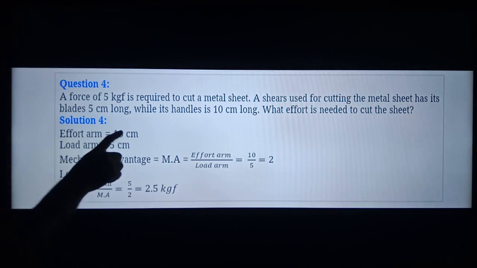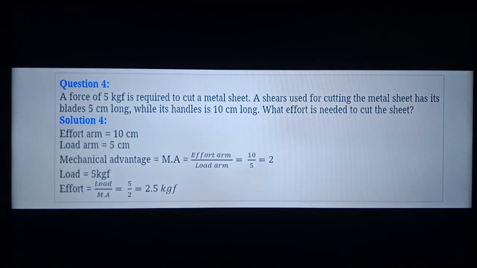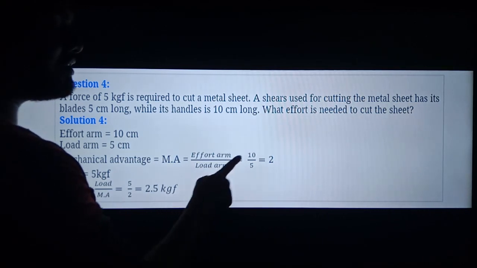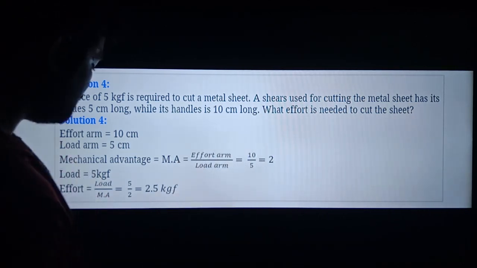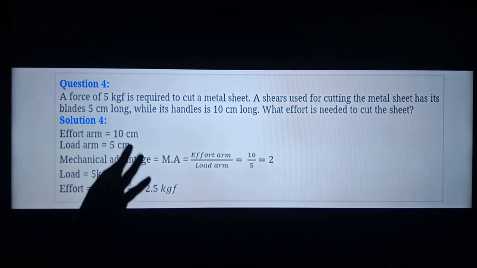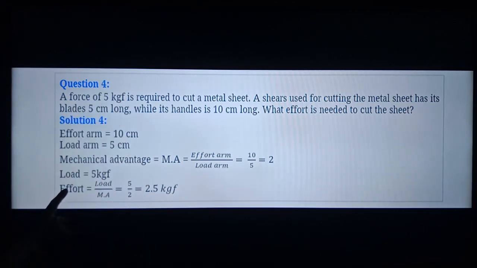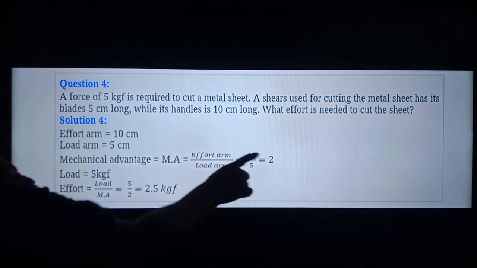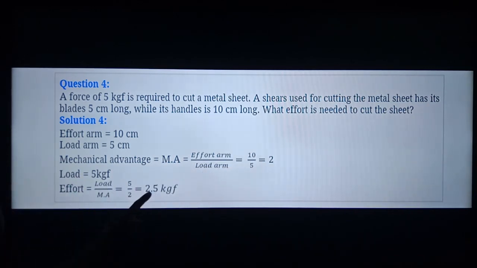See, the effort arm is 10 centimeter, the load arm is 5 centimeter. Mechanical advantage is equal to effort arm upon load arm, that is 10 upon 5, that is 2. But there is another formula of mechanical advantage. Mechanical advantage is equal to load upon effort. So we have to calculate effort. So effort is equal to load upon mechanical advantage. So what is the value of load? 5. And what is the mechanical advantage we obtained here? That is 2. So what effort do we need? 2.5 kgf. Next, question number 5.